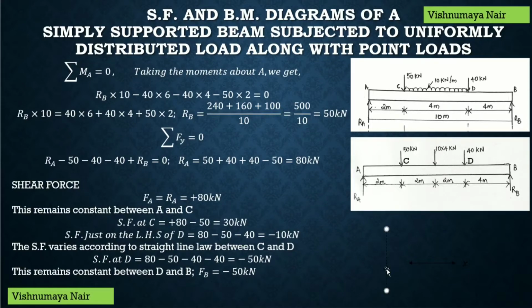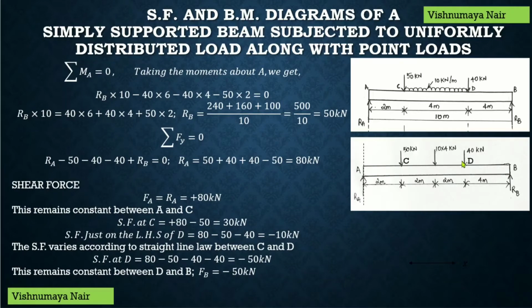So, summation MA will be equal to 0, right? Now, let's consider a section at this point A. All these loads and reactions are present on the right portion of the section. So, on the right portion of the section, we have a reaction force RB acting in the upward direction and having a tendency to rotate the beam in the anti-clockwise direction with respect to this section. So, any moment in the anti-clockwise direction on the right portion of the section is considered as positive. So, the moment at this section due to this reaction force RB will be positive and the moment will be equal to RB into perpendicular distance. The perpendicular distance is 10, so it will be RB into 10.